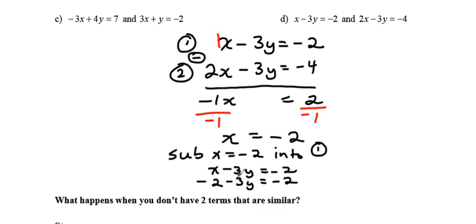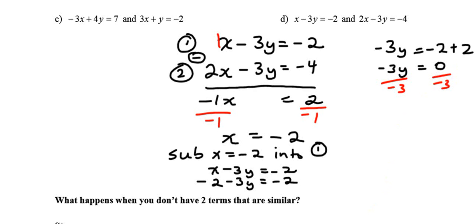So now we want to get y by itself, but we've got to get rid of the -2 on that side, so we're going to bring it over. We're left then with -3y on the left, and this becomes 2. Oh, that's 0. And we end up dividing through by -3 on both sides, but y will be 0. Okay, so our solution possibly is negative 2, 0.